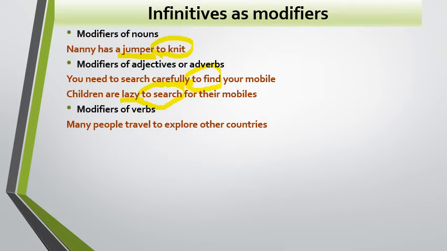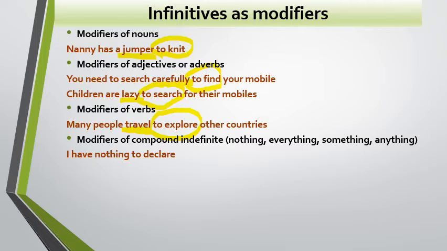Next, infinitives can modify verbs. Many people travel to explore. Where is the verb? Travel. To explore is the infinitive, which is describing why people travel. People eat to survive. Eat is the verb. To survive is modifying the verb. We go to school, to study. Okay, why do I go? To study.